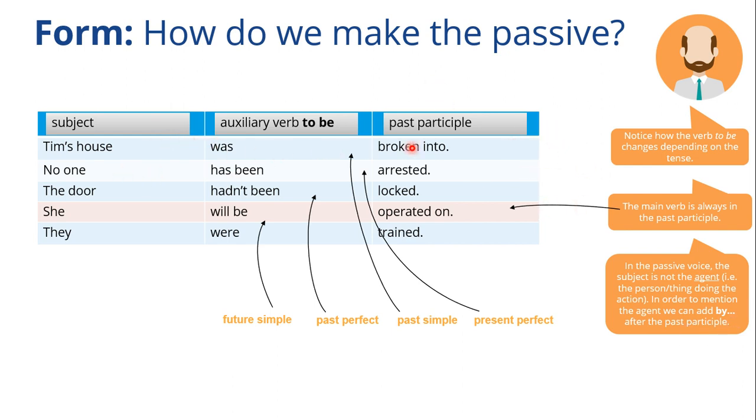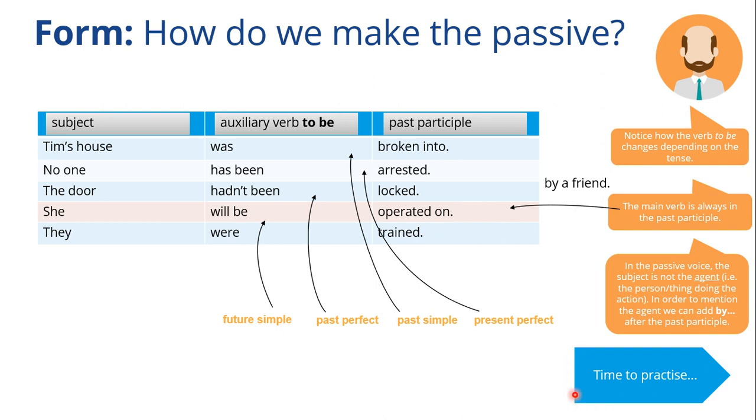Tim's house was broken into by who? This is the subject or the agent, but it is not mentioned here. By friend, that's one example. If you want to put the agent or the subject, this is not the object, into the subject in the passive sentence.